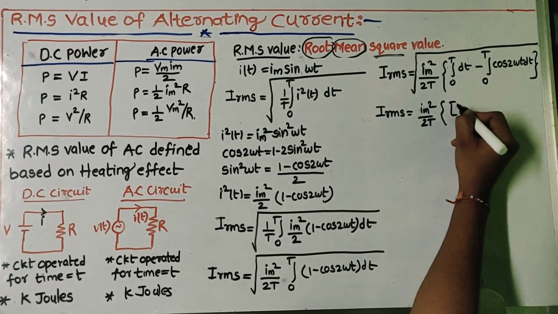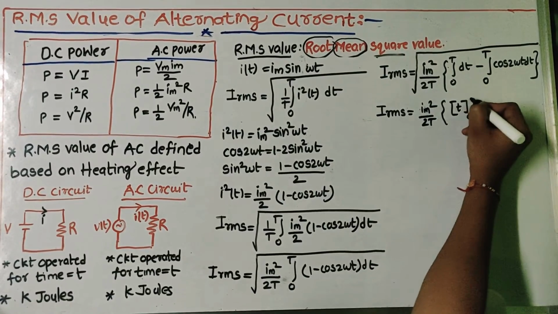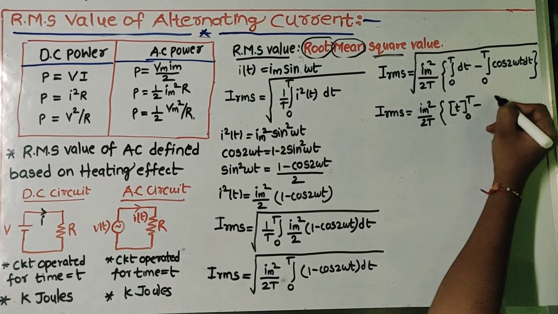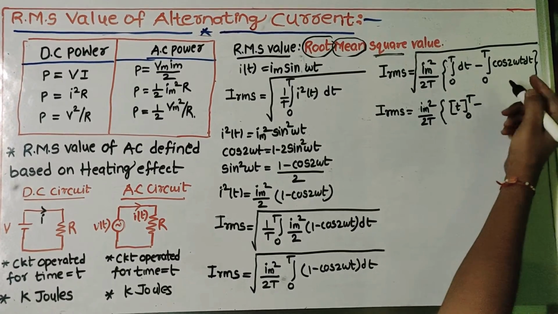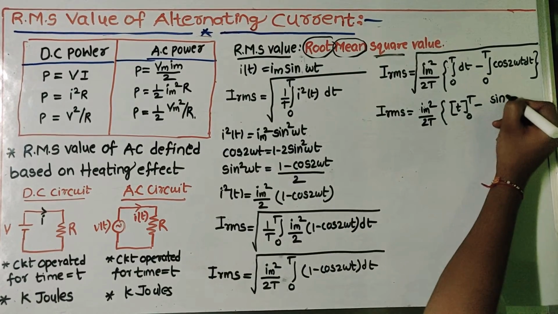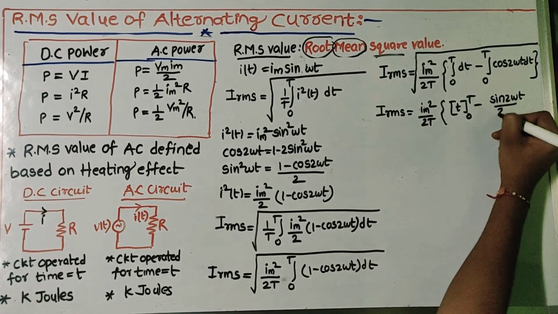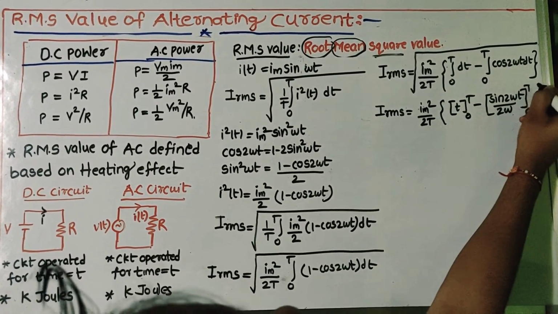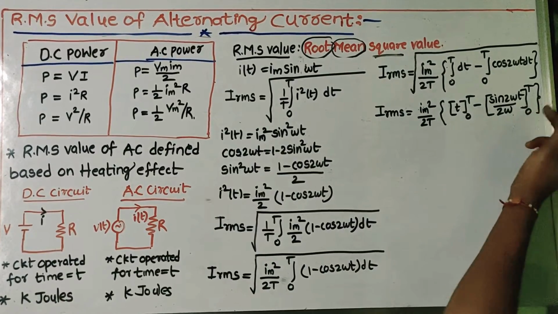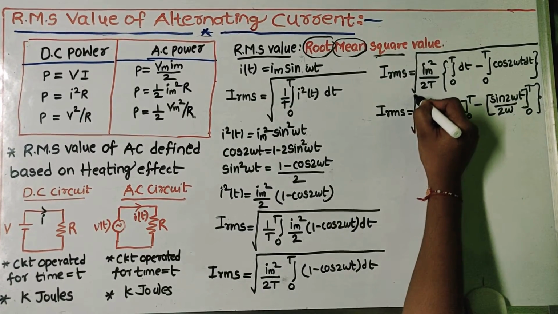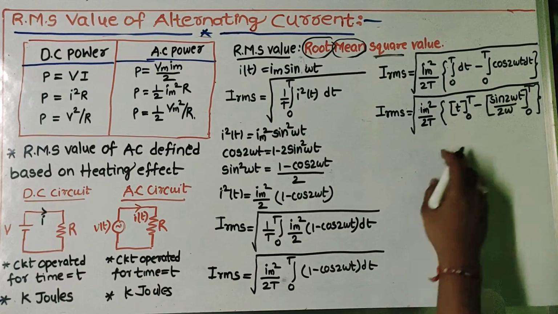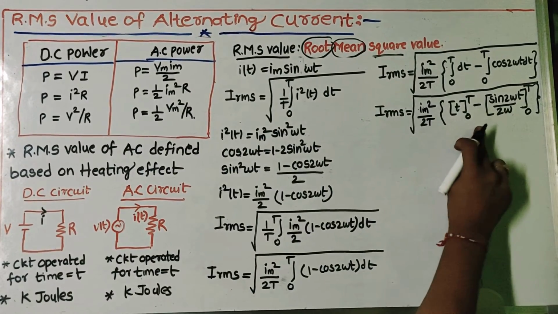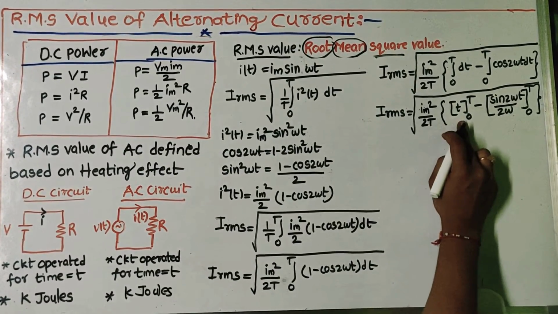So integral dt will be small t, from 0 to T. Here the lower limit is 0 and the upper limit is capital T. If you integrate cos 2 omega t dt, the answer will be sin 2 omega t by 2 omega, with limits 0 to T. Again take the square root. Here 1 by 2 omega is a constant, so before substituting the limits you can take it out from the brackets, and then substitute the limits.